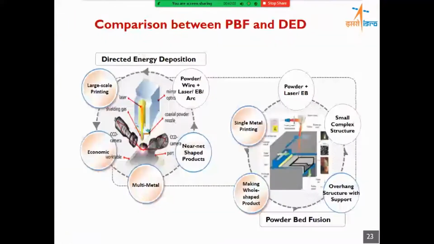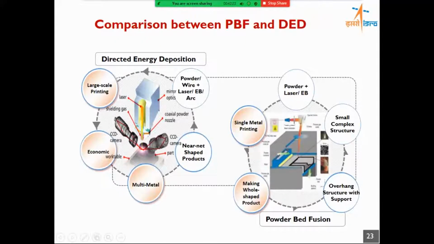So this slide just compares the features of powder bed fusion and directed energy deposition. As I mentioned, powder bed fusion is meant to take care of small and complex structures, and it is capable of printing only a single material. And you need to have some supports wherever overhang features are there. Whereas in the case of directed energy deposition, the printing is always parallel to the ground, so it does not require any support.